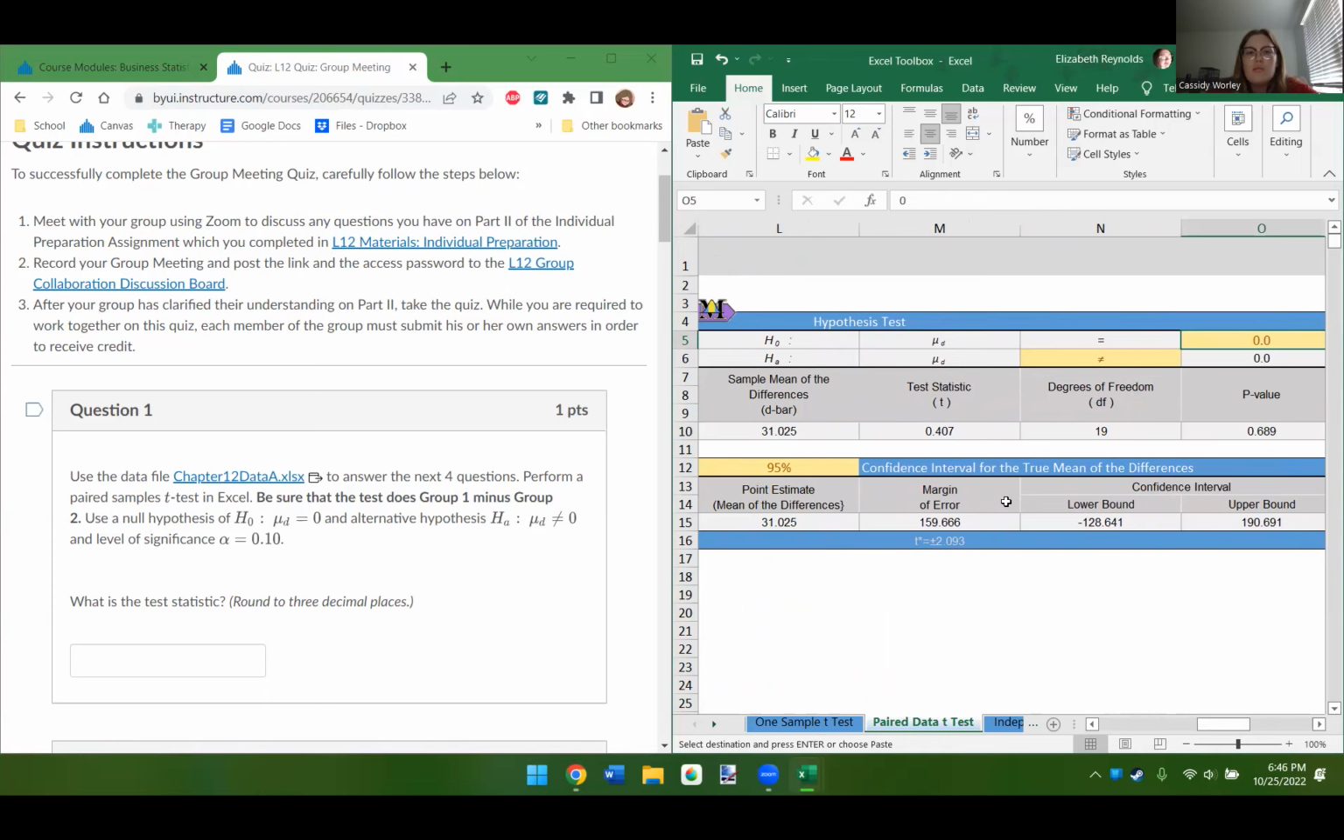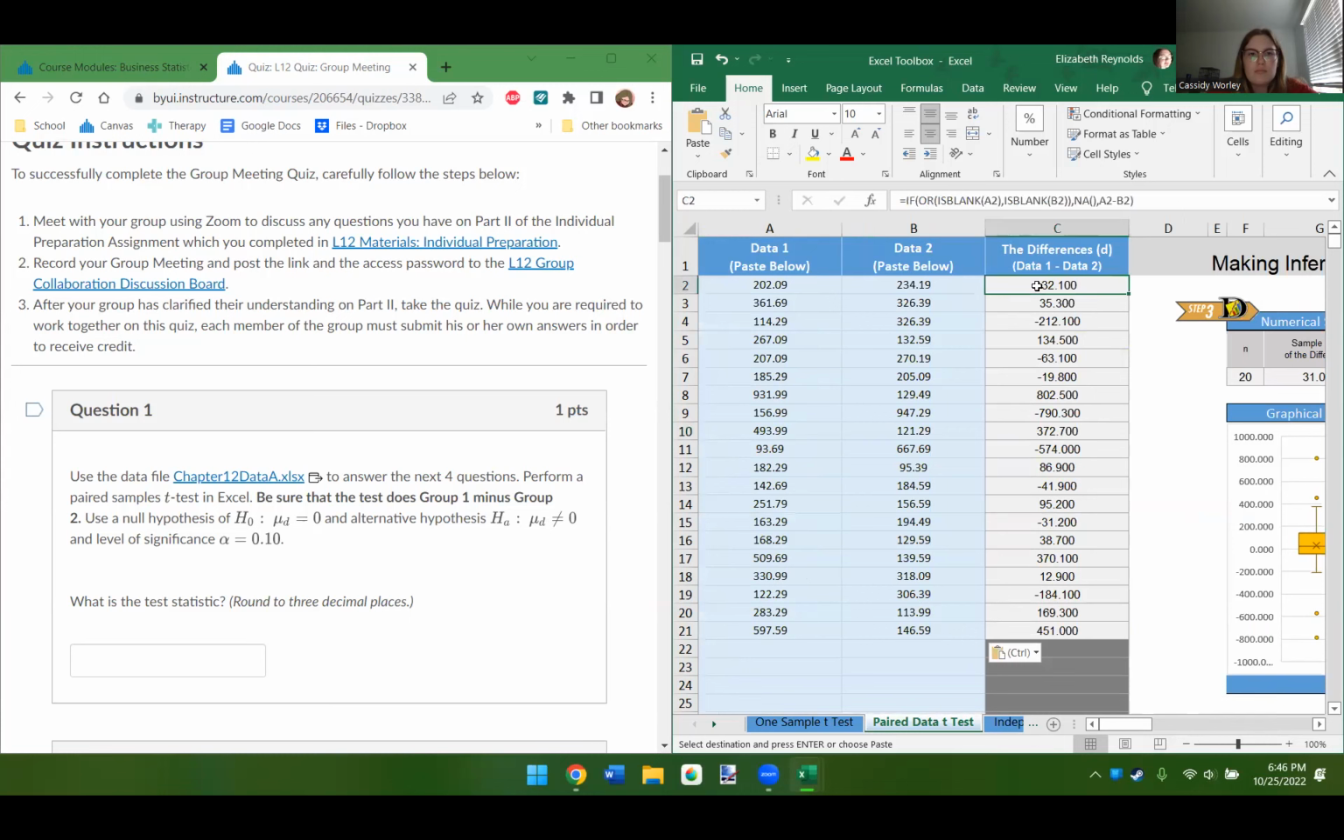So that would give us a test statistic of 0.407. Is that what you're getting? How do you know to put the group 2 in the data 1 spot? Because this bolded part says, be sure the test does group 1 minus group 2. If we look under the hood, you can see that this is subtracting A1 minus B2. So group 1 minus group 2.